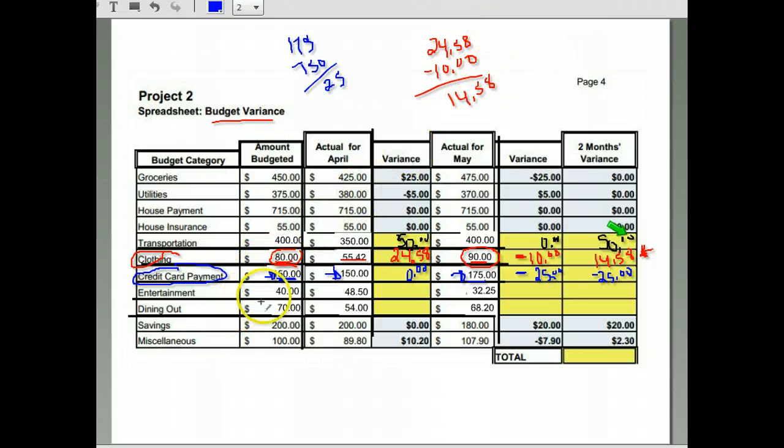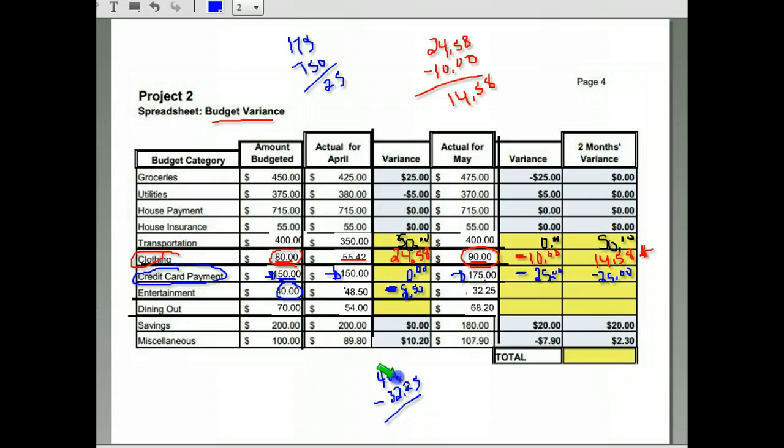Okay, let's do the next blank spot. It says entertainment. You budget $40, they spent $48.50, so they went over by $8.50. So we put negative $8.50 here. Okay, so to find the difference, you just subtract the $48.50 and the 40. Again, I know it's going to be a negative because they overspent, so they're in the hole. But then in May, they spent $32.25. They had budgeted 40, spent $32.25. So this time they did better. They didn't overspend.